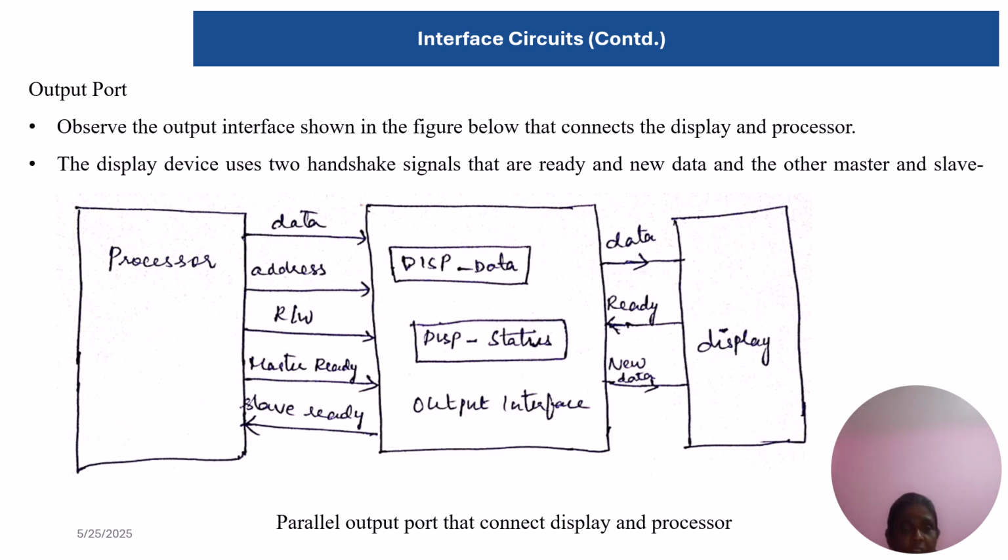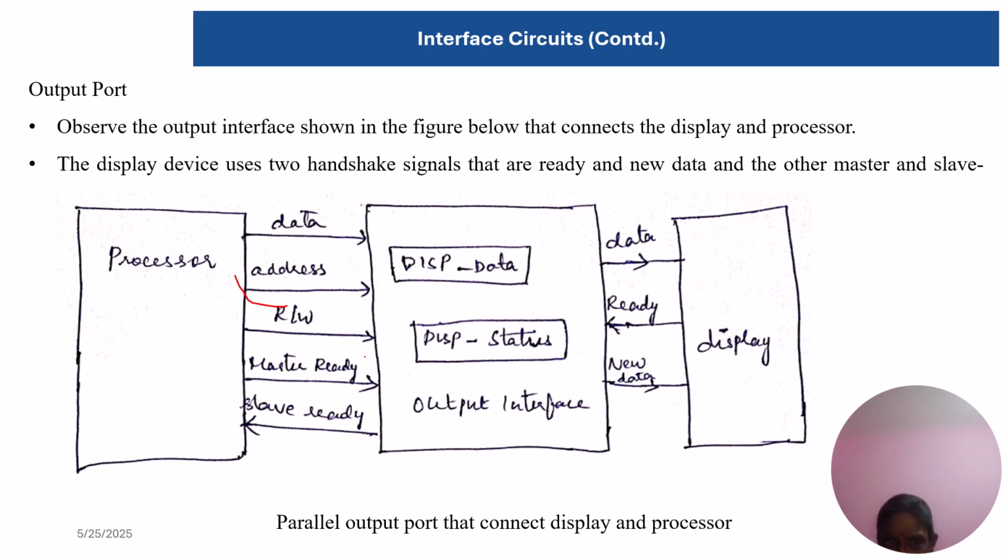This display device uses two handshake signals, that are ready and new data, and the other, master and slave ready signals. Master ready and slave ready. So read write data is based on the address of the device. Data is sent as display data.